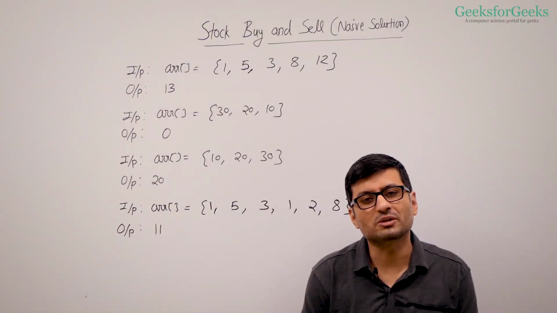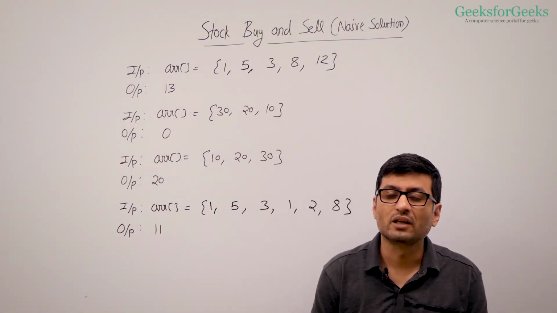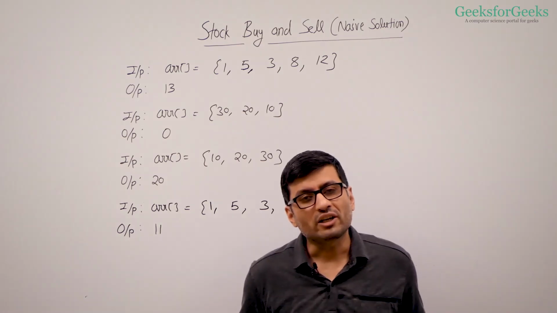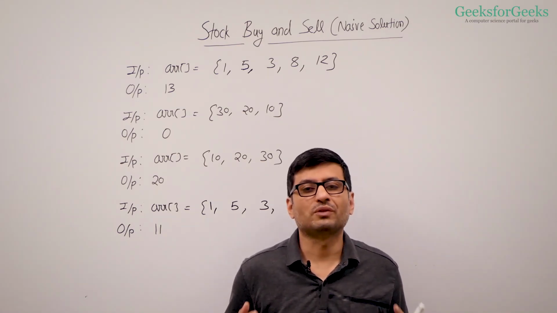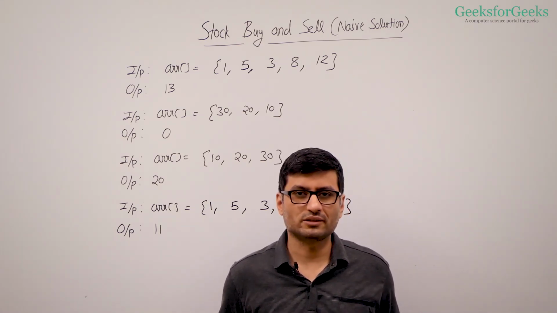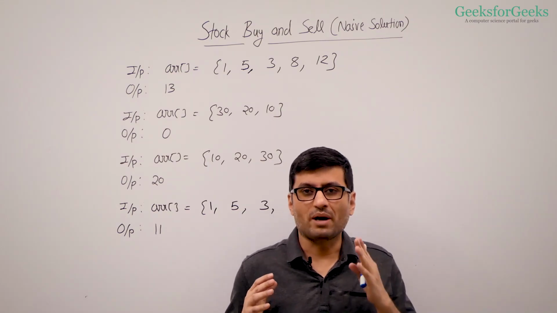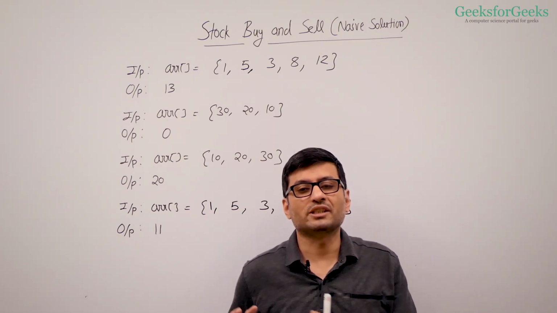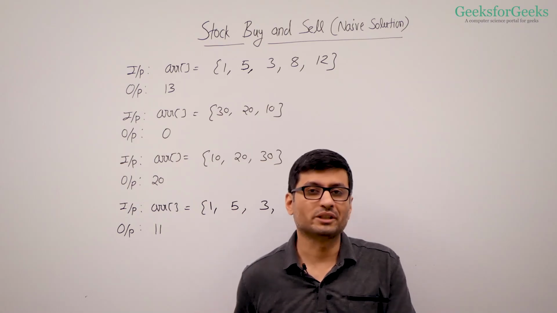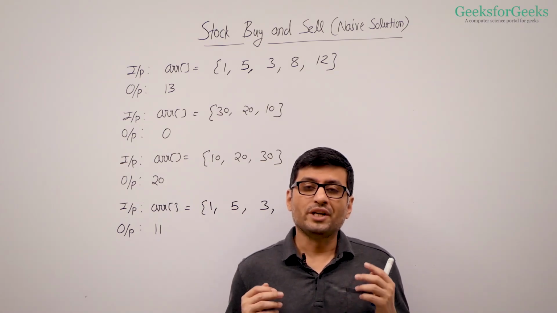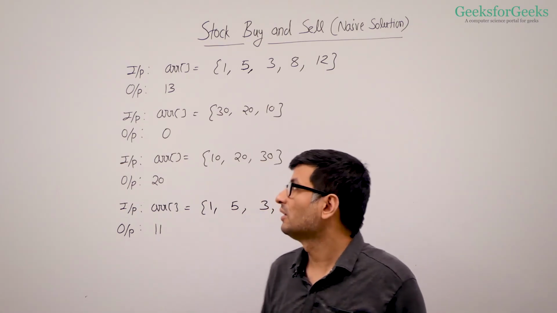Let us now talk about this problem, stock buy and sell. We assume that we know prices of a stock for upcoming n days. And we can buy the stock on any day and then we can sell the stock on any upcoming day. We need to maximize the profit.